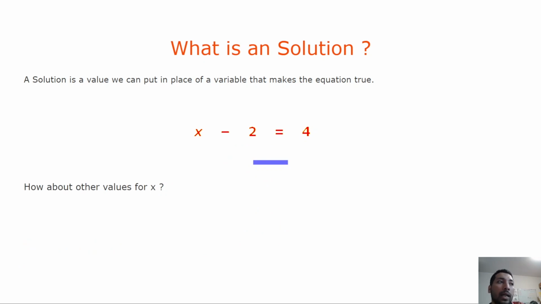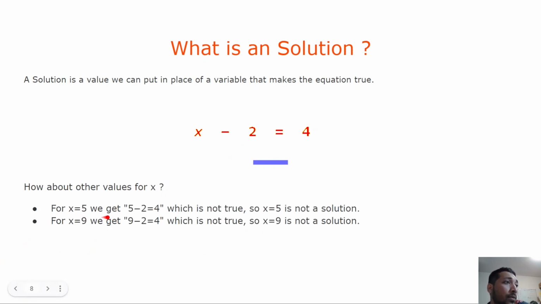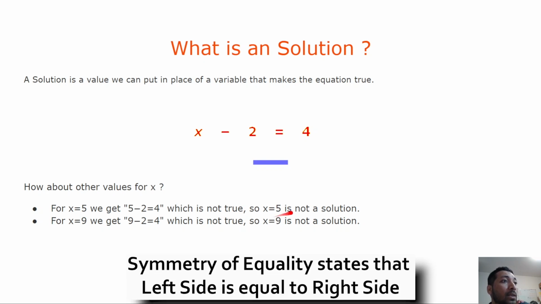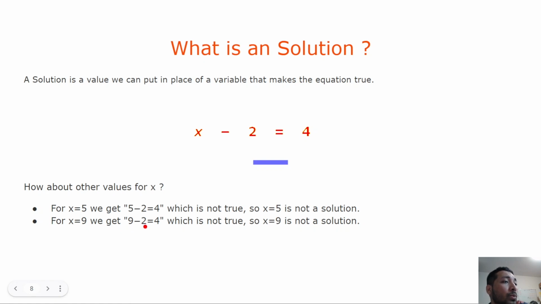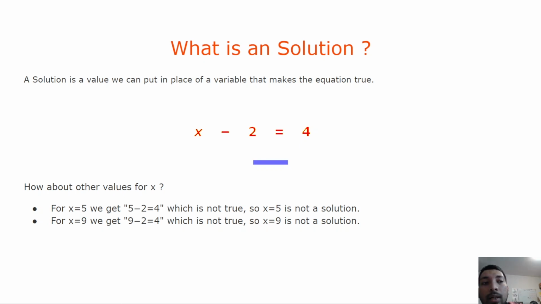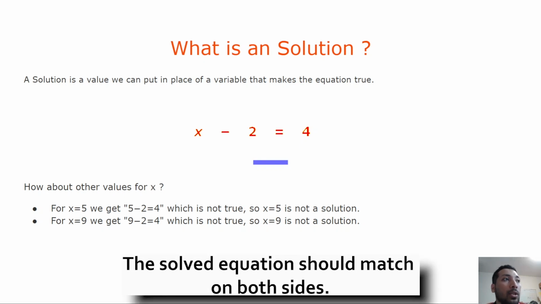How about other values for x? For x equals 5, we get 5 minus 2 equals 4, which is not true. x equals 5 is not a solution. If we put x equals 9, we get 9 minus 2 equals 4, which is also not true. So x equals 9 is not a solution. Remember, 5 minus 2 is 3 and 9 minus 2 is 7. So 3 equals 4 or 7 equals 4 are false statements. That's why these are not the solution. The only solution we have for x is x equals 6.